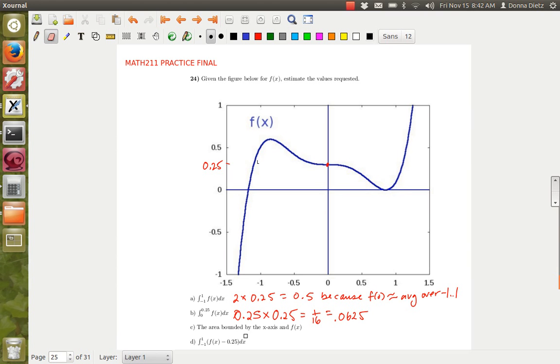Okay, the area bounded by the x-axis and f of x. Wow, it doesn't say over what interval, so we have to think about this question. The area bounded. What it means is you have to assume that this curve goes on forever and this curve goes on forever, and that all relevant portions of the curve have been indicated.